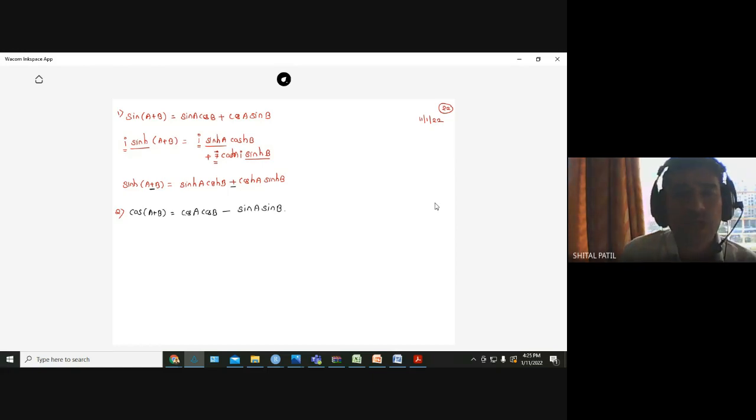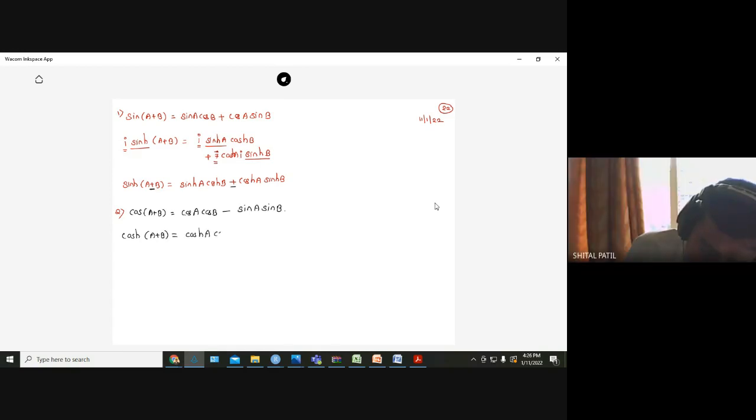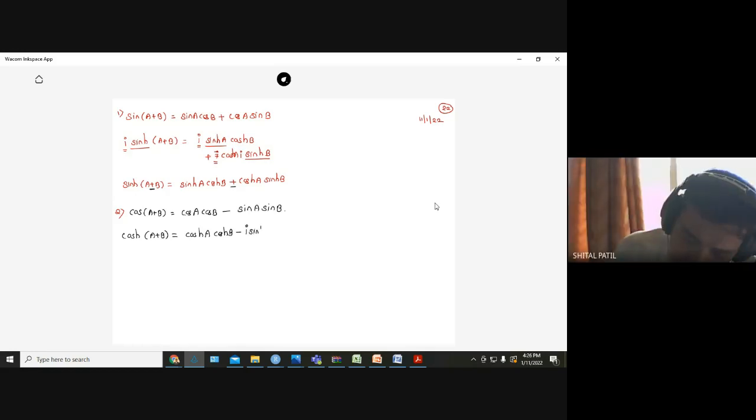Okay. Now we want to convert this into hyperbolic. So what is the coefficient of cos hyperbolic? 1, isn't it? Cos hyperbolic of A, coefficient is 1. Cos hyperbolic of B, coefficient is 1. Minus I sine hyperbolic of A, I sine hyperbolic of B.